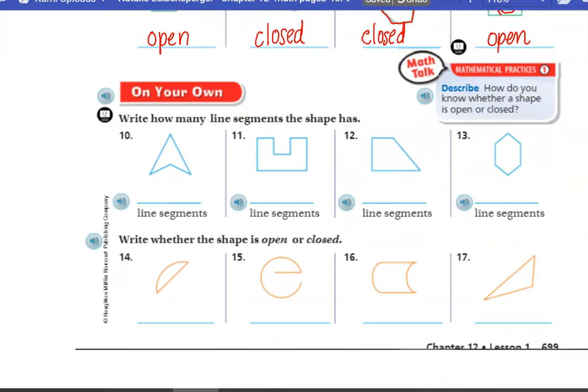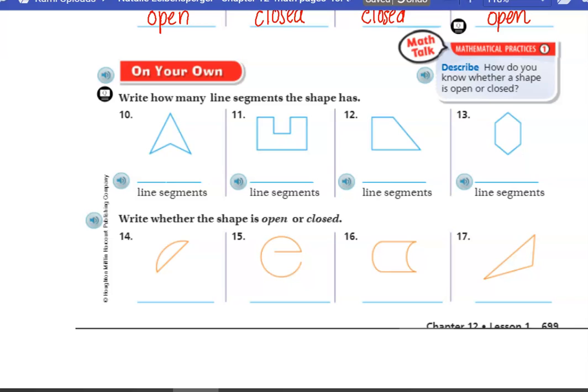Okay, let's go on. Now I'd like you to pause the video and give these a try. Numbers 10 through 13, you're going to write how many line segments the shape has. And for 14 through 17, you're going to write either open or closed. Go ahead, pause the video, give it a try, and come back and check with me. Okay, if you said 10 is 4 line segments, you are correct. When I have a shape like this, I like to trace and count 1, 2, 3, 4.